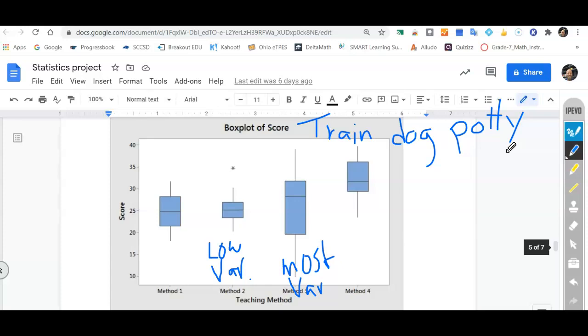So let's say this went outside where we're trying to get it to go. So now, Liana, your method 2 would be the most consistent. So whatever you're trying to do to get your dog to use the restroom outside, method 2 would be the most consistent. That could be the best method. Anybody else have any thoughts? What are we missing?